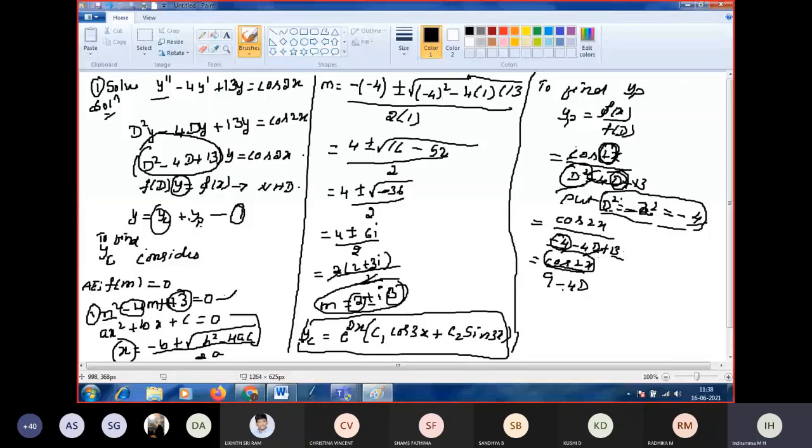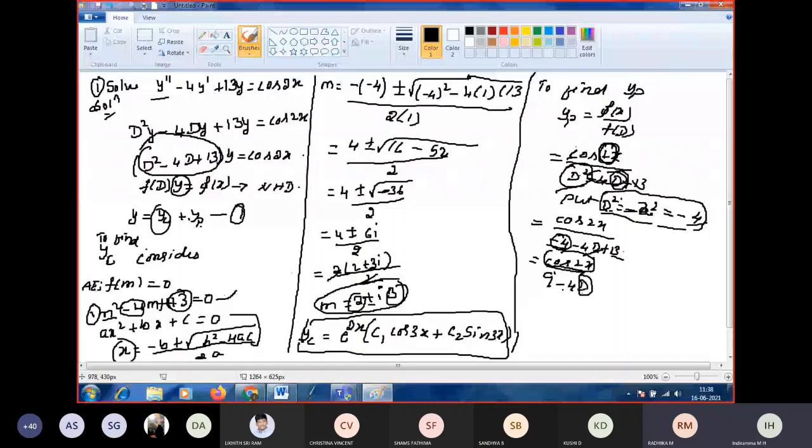Now simplify the denominator. Cos 2x divided by 9 minus 4d. So actually in the solution d should not be there. We have to evaluate d and find y. That is our aim. Since we have d in the denominator, that is 9 minus 4d, it is just 1. Yes.